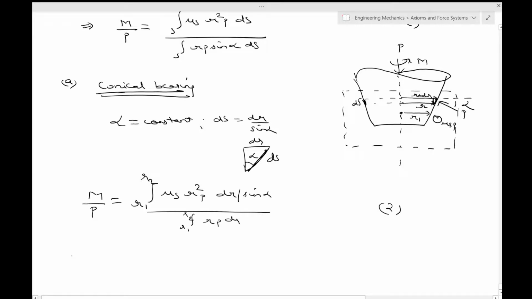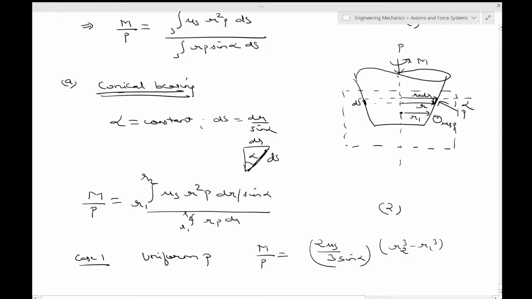Now in case 1, if you have a uniform P, that would mean that M by P in this case, P would automatically come out, and in the numerator and denominator it would get cancelled, so your final answer will clearly not depend on P. If you integrate, this would just be 2 mu s by 3 sine alpha into r2 cube minus r1 cube by r2 square minus r1 square.